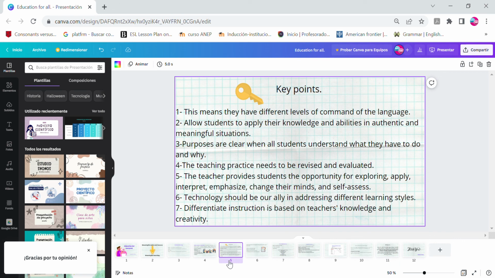Differentiated instruction is based on teachers' knowledge and creativity. The teachers need to be creative, because, as we said before, we don't have a secret, we don't have a clue. We have to do our best with the things that we know. Of course, we can study and we can improve our knowledge, but all classrooms, all classes are different, and that's the reality of our activity.